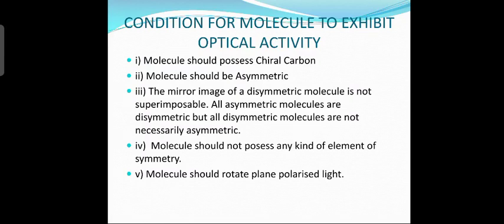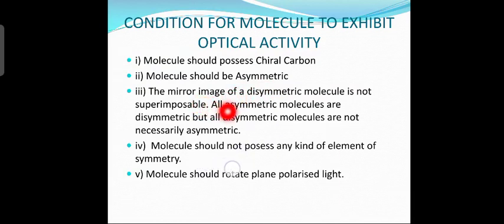What are the conditions for a molecule to exhibit optical activity? The molecule should possess a chiral carbon. In order to exhibit optical activity, you should possess what? A chiral carbon. Then the molecule should be asymmetric. These terms we have already discussed in the previous slides.